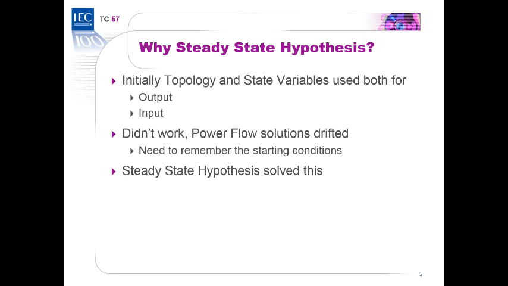Steady state hypothesis. When we started with the power flow, we invented the topology and the state variables, and we actually used it for both inputs and outputs. That didn't work very well, because when you use the same information as input and output, the problem is that the state variables show the final result, so the initial conditions kind of disappear. For power flows with the voltage regulation and different regulations in there, that moved the operational point as the power flow tried to compensate for changes in the network. That didn't work very well, so we decided to invent the steady state hypothesis that provide a stable set of inputs that can be reused whenever you want to do the power flow.